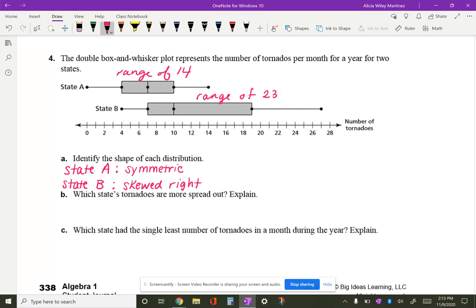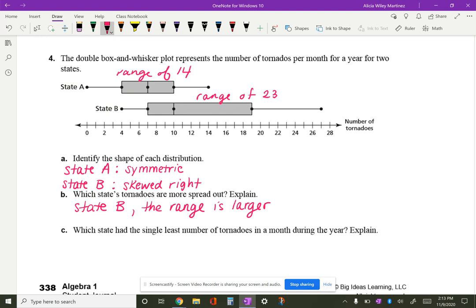Because the range of State B is bigger, we can say that State B, its data is more spread out. And we can say the range is larger.